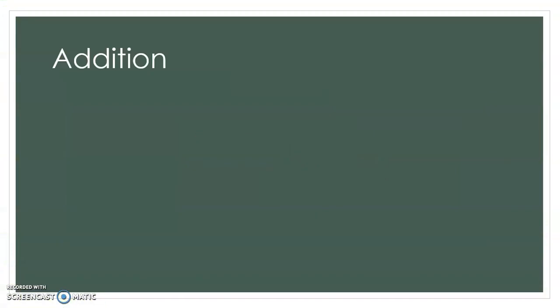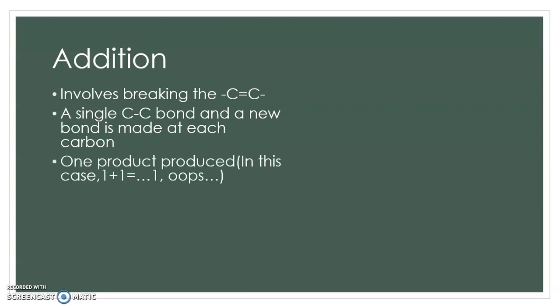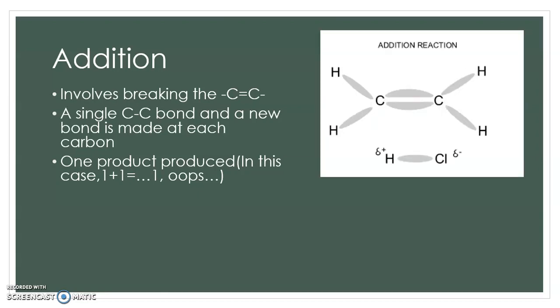Addition reaction involves breaking a carbon-carbon double bond, sometimes a carbon-carbon triple bond, but it's more likely to be alkene rather than alkyne. A single bond is formed as well as a new bond made at each of the carbons that make up the carbon-carbon double bond. One product is produced in an addition reaction. So in this case, it's 1 + 1 = 1, which is a little bit weird.